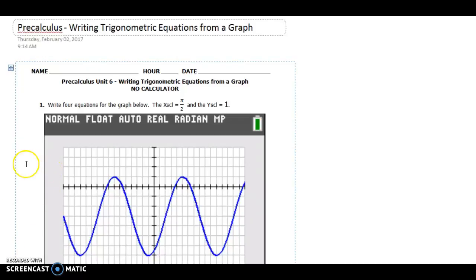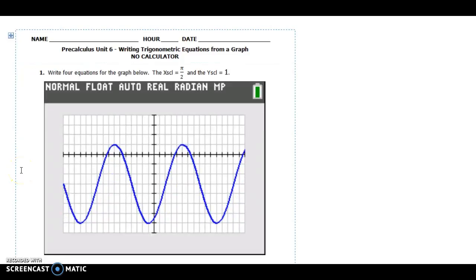You can see this is number 1 on the packet that you received on writing trigonometric equations from a graph. And when you look at this, there are a lot of different perspectives you could take. Some people see a sine graph here, some people see a cosine graph here, and the reality is they're both correct. In fact, for this particular graph and any trigonometric graph that looks like a sine or a cosine graph, you can write 4 different equations. You can write a positive sine graph, a positive cosine graph, a negative sine graph, and a negative cosine graph.